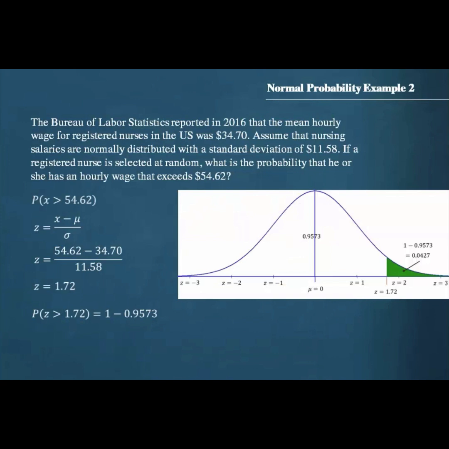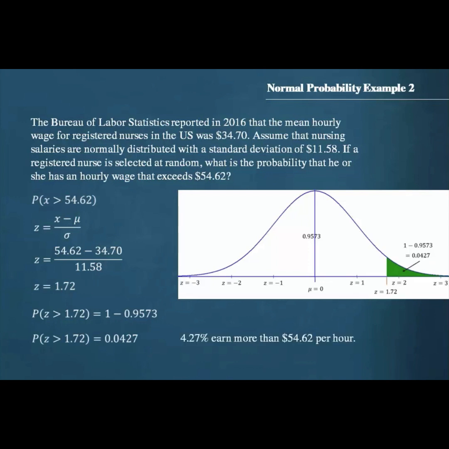But we were asked to find the probability that z would exceed that value, which would then be the area under the curve on the other side of z equals 1.72. So in order to find that, we would need to subtract that value, 0.9573, from 1. So the probability that z would exceed 1.72 would be equal to 0.0427.